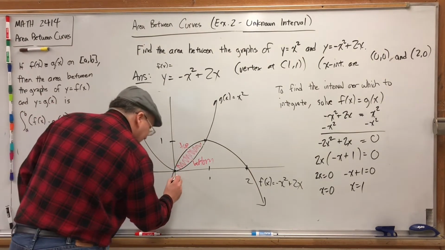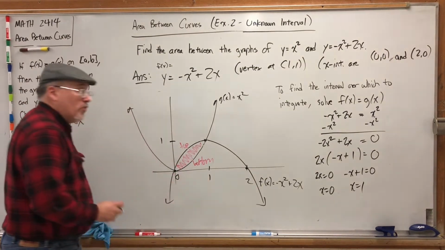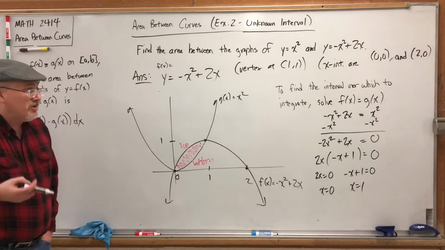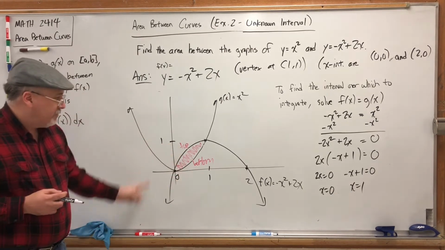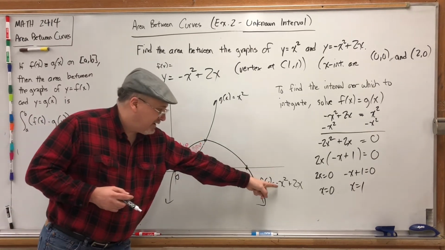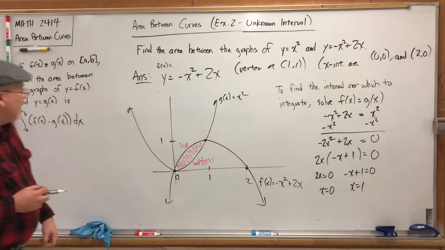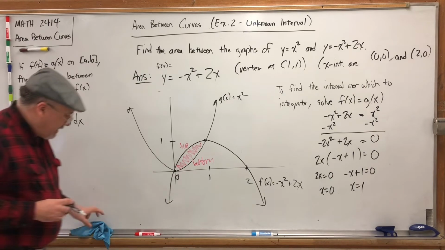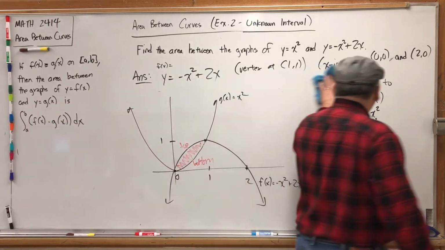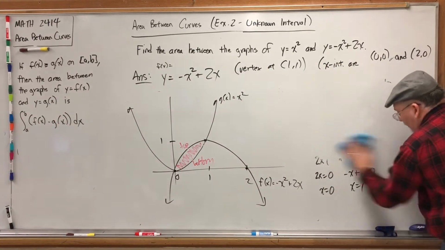But this lamina is over the interval 0 to 1. So now we've got all the information we need to set up our integral. We know which one is greater than the other. We know which one is on the top versus the bottom. Careful, the top is the negative x squared plus 2x, and the bottom is x squared. And we know the interval over which we're integrating. And so now all we have to do is to set up and evaluate that integral.